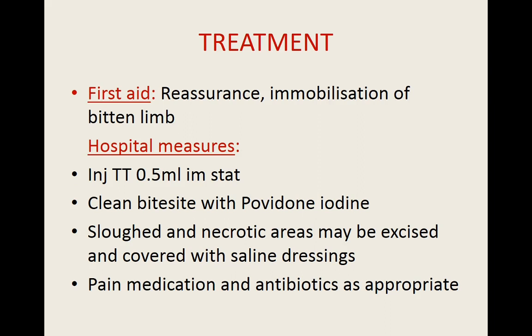Then once the patient reaches the hospital, you can give injection tetanus toxoid, 0.5 ml intramuscularly. The bite site can be cleaned with an antiseptic like povidone iodine. Sloughed and necrotic areas may be excised. That is a surgical debridement that you do, removing the necrotic tissue, using sterile precautions and covered with saline dressings. And pain medication and antibiotics as appropriate. If there is severe pain, painkillers like paracetamol can be given. But antibiotics are not given routinely. Antibiotics are usually avoided unless they are absolutely necessary.